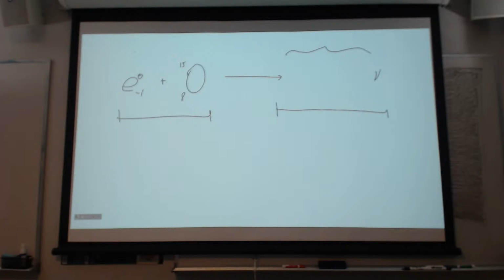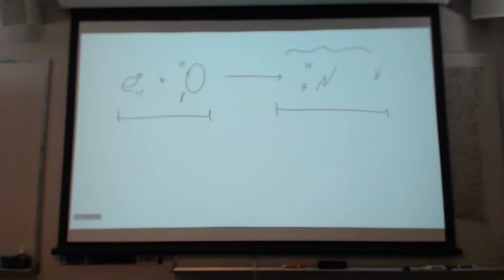Okay, could you please read the problem again? Yes, write the complete reaction equation for electron capture by oxygen 15. That's it. Yes. Okay. So 15 and 7, that should provide the nitrogen.